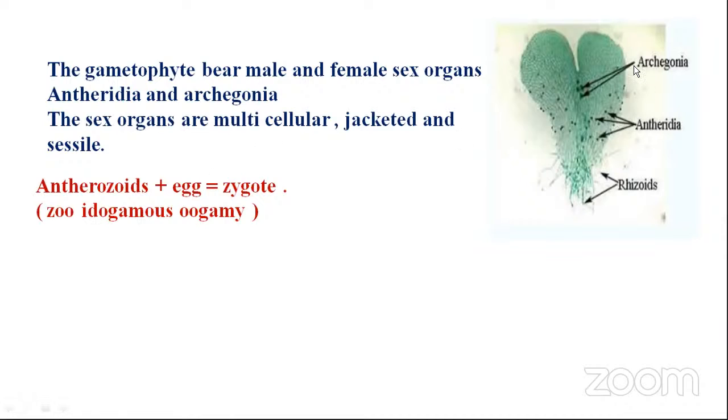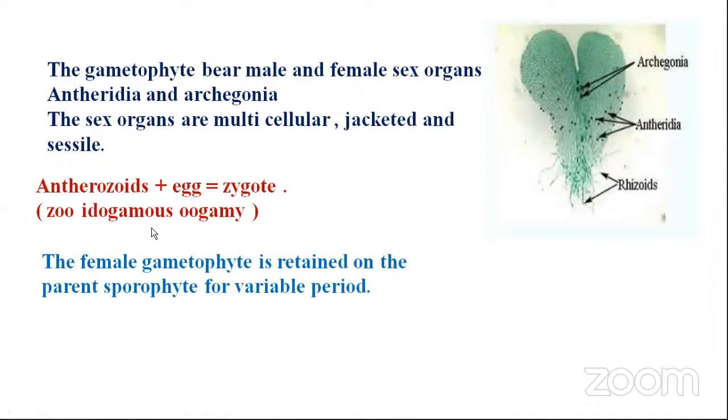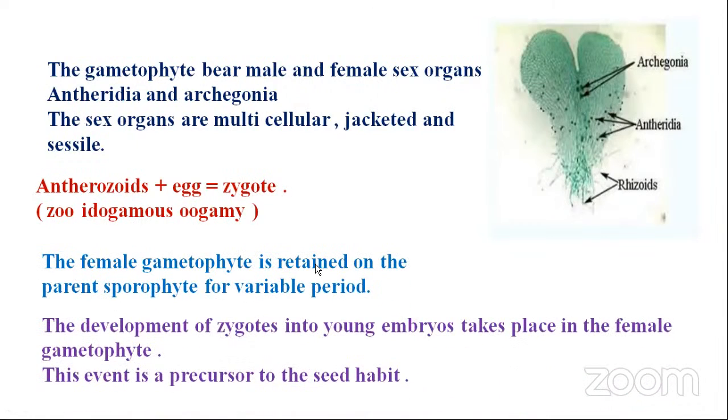When the antheridium develops, it produces the antherozoids, and when the archegonium develops, it produces the egg cell. So when the antherozoid and egg fuse, it forms the zygote. This kind of oogamy is called zooidogamous oogamy. The female gametophyte is retained on the parent sporophyte for a variable time, so that it can develop. When it is developed, it becomes completely developed into the sporophyte.